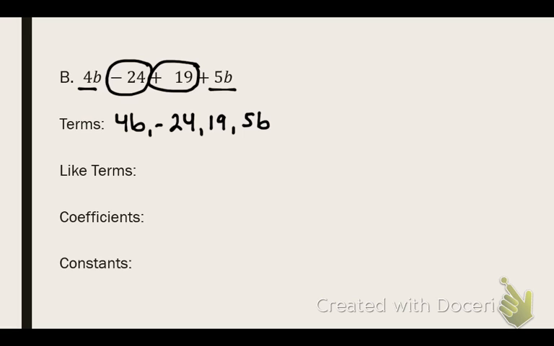Harmony, what are my like terms? 4b and 5b. Good job. They're a part of the b family. Are there any other like terms in my original problem? Yes. Harmony, what are they? Negative 24 and 19. Good job. Those are my constants, or those are the numbers that stand alone. They're alike because they are both constants.